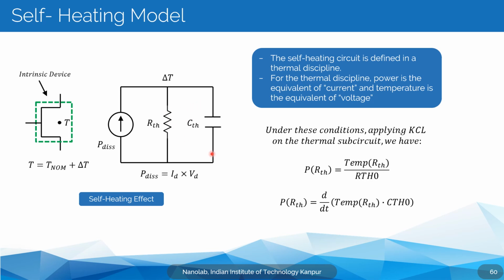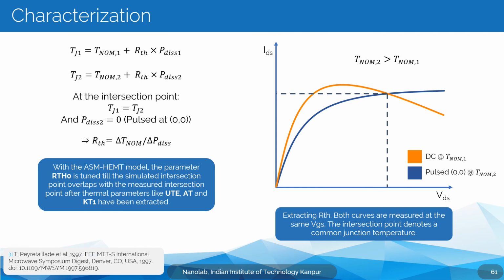So with these two in place, you get a self-heating model which governs the temperature change with increasing power dissipation in the device. Now, in order to extract this from the model, we come to the characterization part of the self-heating, and the way to do this is to have different DC characteristics of the device at different temperatures and pulsed characteristics of the device at different temperatures.